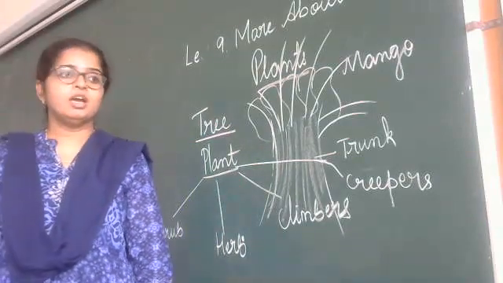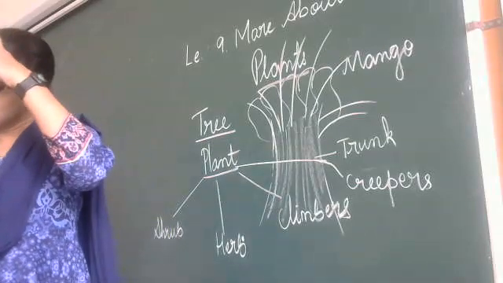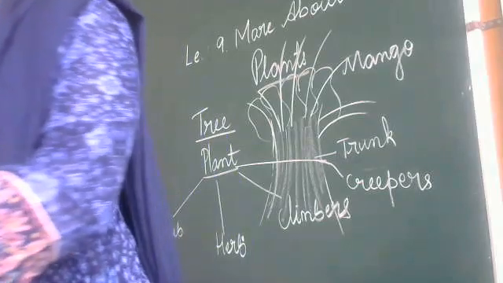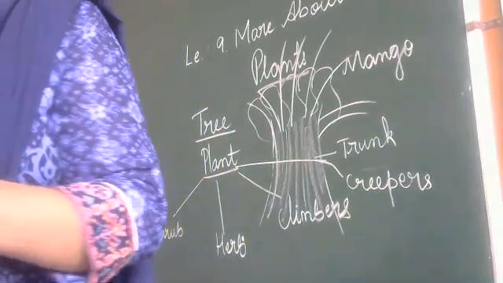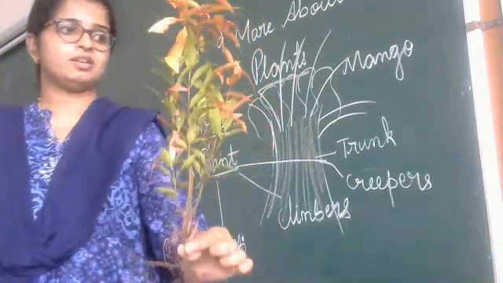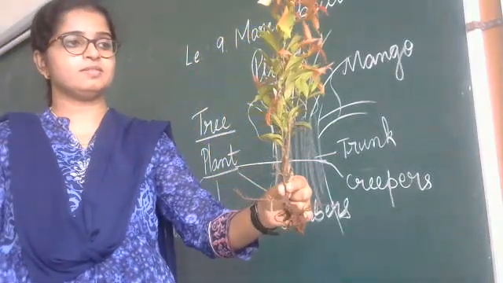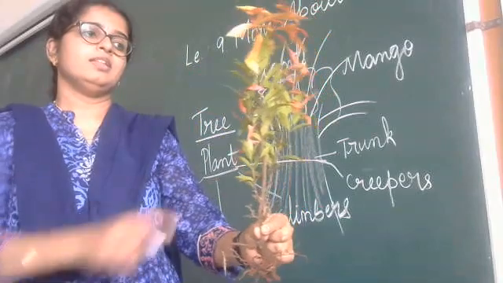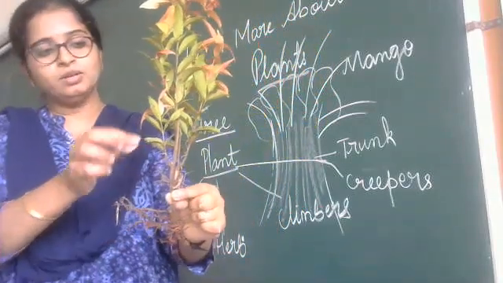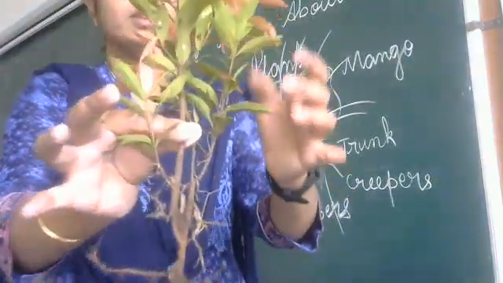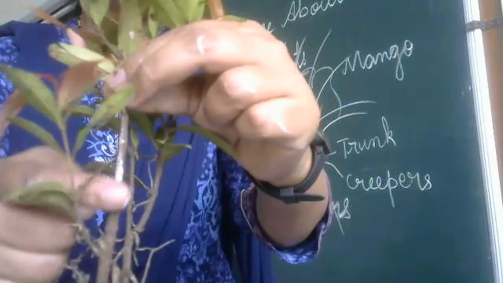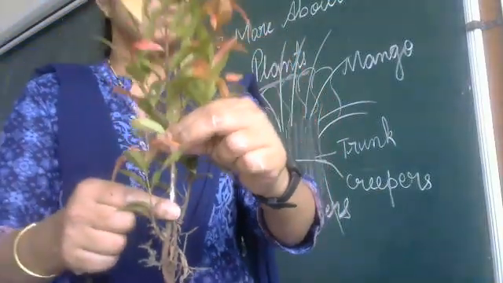First, I'll take shrub. A small plant with a woody stem is called a shrub. See here, I have something to show you. Can you see this? Yes, ma'am. This is a small plant with a woody stem. You can see the stem here.